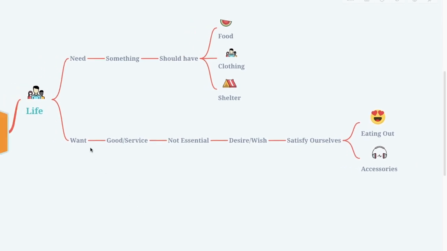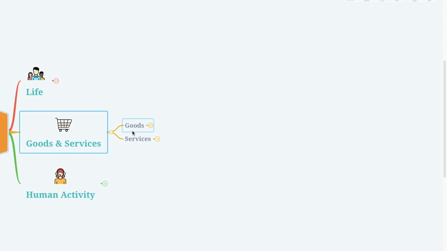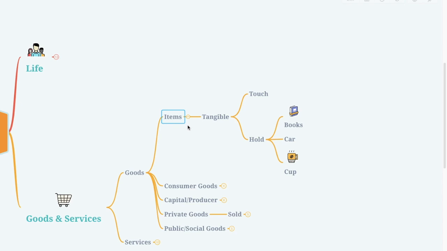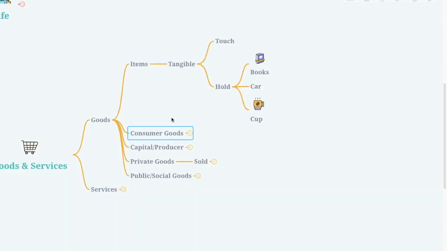So let's learn a little bit more about goods and services. Let's deal with goods first. Goods are items that are tangible, which we can touch and hold. For example, books, car, cups, etc. Goods can be further classified into consumer goods, capital or producer goods, private goods, or public or social goods. Let's look into each of these.